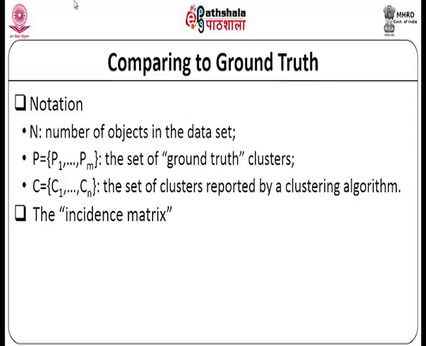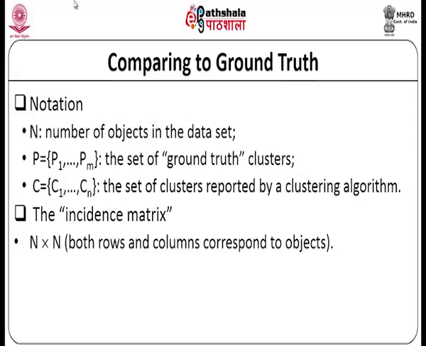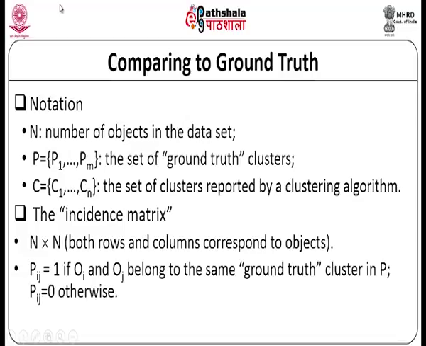The incidence matrix we will define is n by n, where both rows and columns correspond to objects, and Pij is equal to 1 if and only if object i and object j belong to the same ground truth cluster, and 0 otherwise. What it means is I have ground truth clusters and I have R clusters formed by the clustering algorithm, and we have the objects. Now, if the objects fall in the same cluster, you put a 1. If they fall in different clusters, put 0. So, this is the incidence matrix.